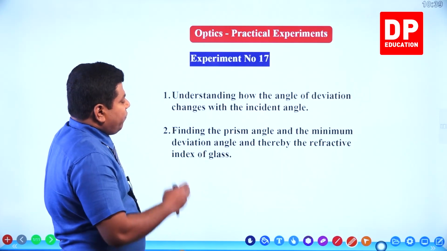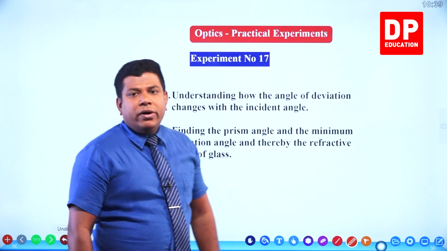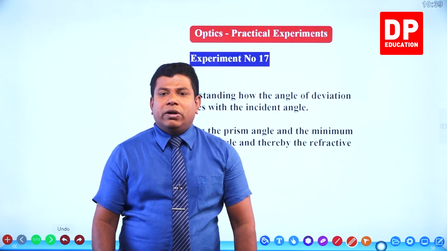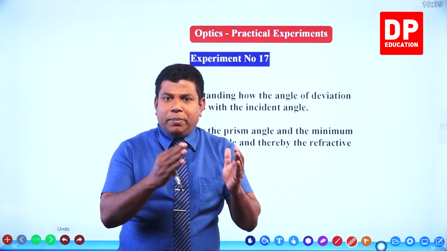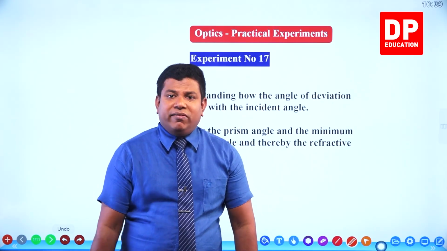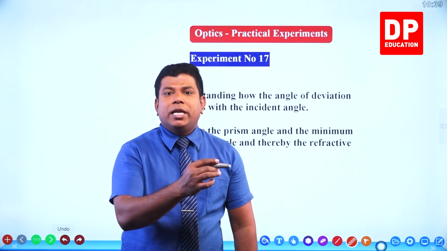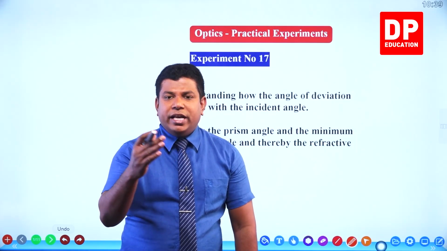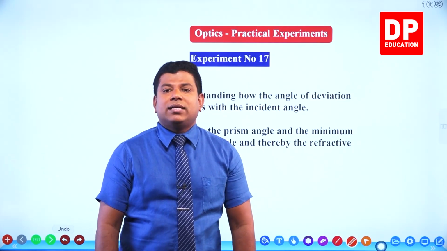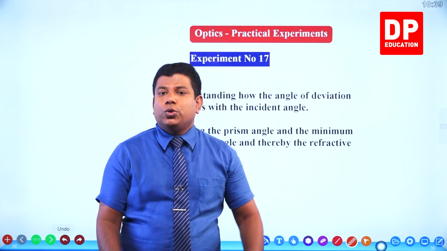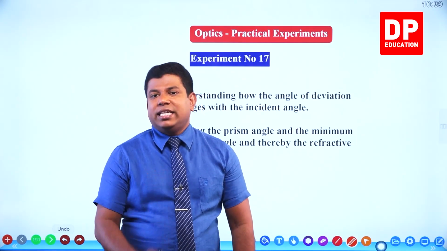Second point, finding the prism angle and the minimum deviation angle and thereby the refractive index of glass. Again in theory we studied the refractive index of glass is equal to sine (D plus A) by 2, divided by sine A by 2. Here D is the minimum deviation. I told you deviation reduces, after a point it increases. So there will be a minimum point which we call minimum deviation. Sine of minimum deviation plus prism angle, whole thing divided by 2, divided by sine A by 2. A is the prism angle. Sine (D plus A) by 2 divided by sine A by 2 should give us the refractive index of glass. That is what we are going to do in this experiment.